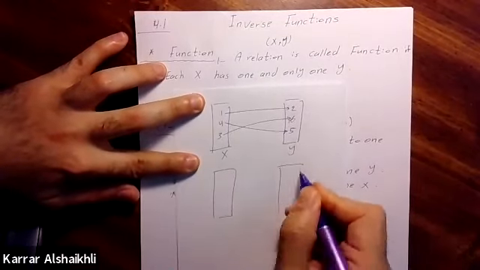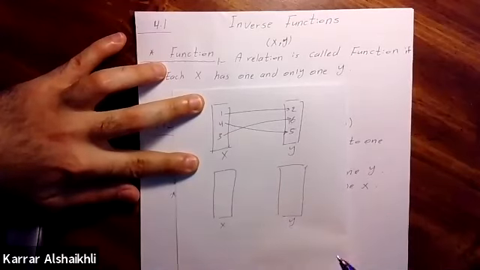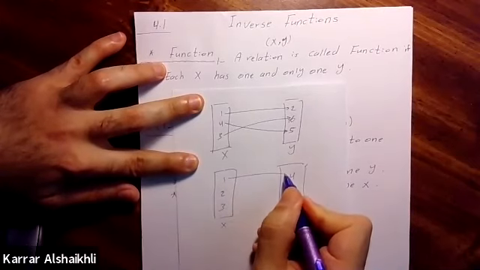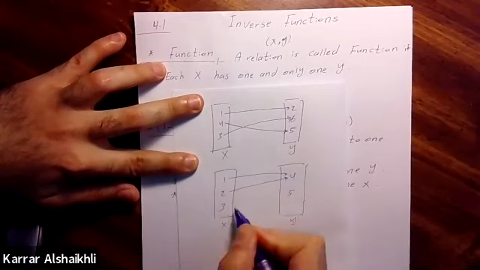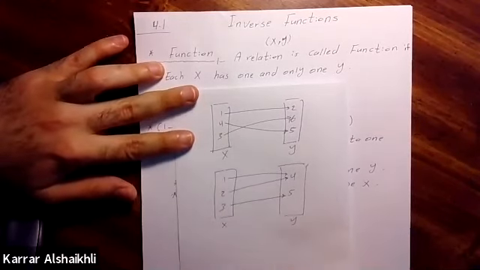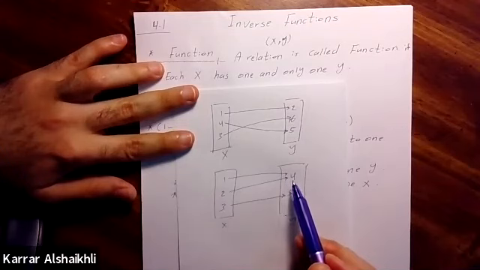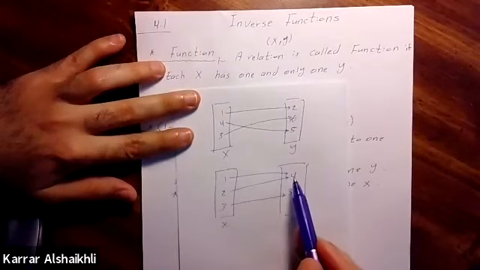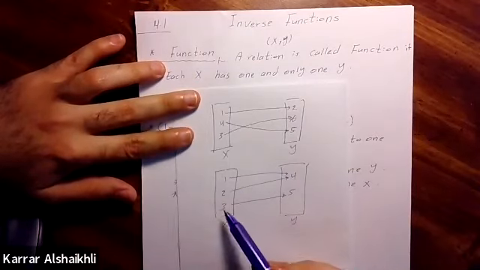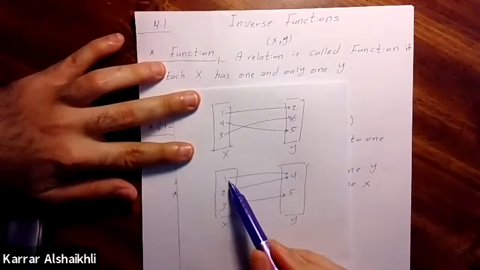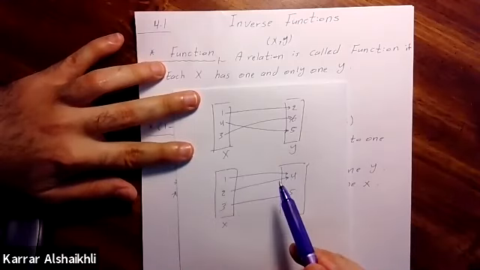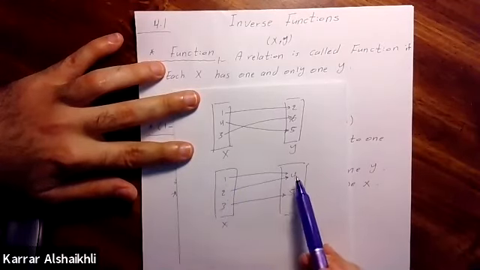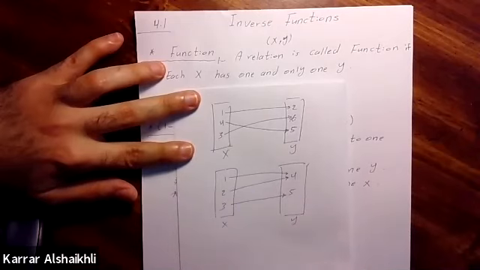Like this example, x, y, 1, 2, 3, 4, 5. 1 goes to 4, 2 goes to 4, and the 3 goes to 5. So each x has one y, one and only one y. 1 has one y, 2 has one y, 3 has one y. So it's fine. Like this person goes to one place, this person goes to one place, this person goes to one place. It doesn't matter if you have two persons goes to the same place. So this one is a function.